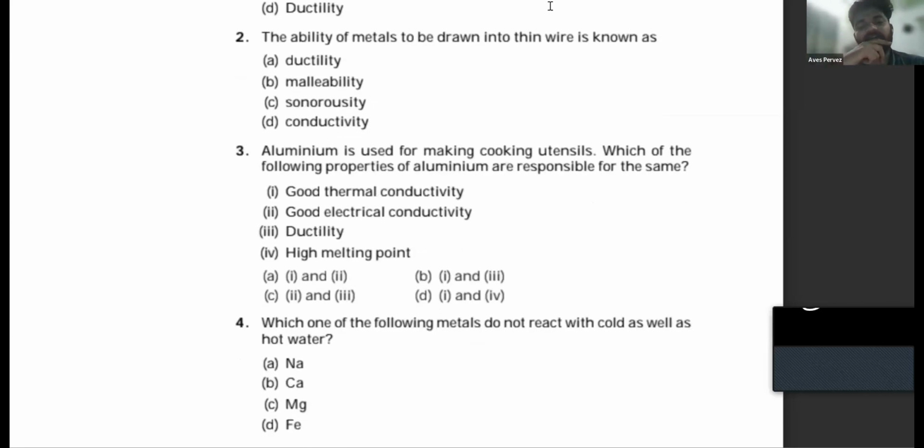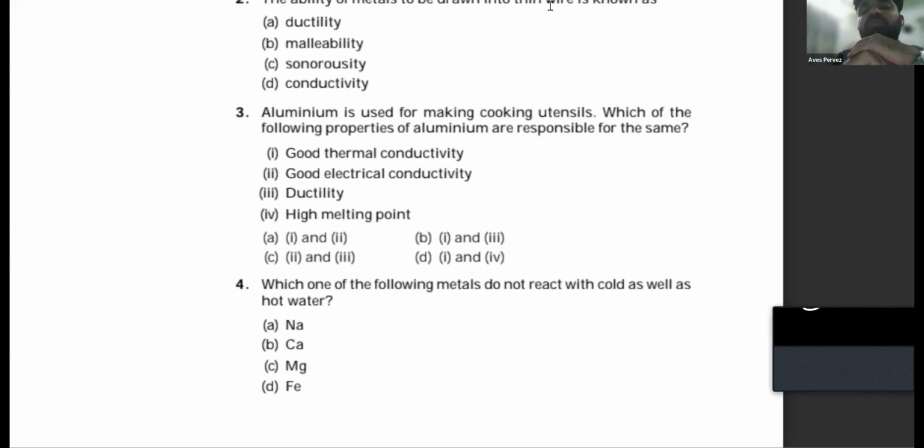Very good. And the third one: aluminium is used for making cooking utensils. Which of the following properties of aluminium are responsible for the same? 1 and 4: good thermal conductivity and high melting point. And ductility, tungsten is also ductile in nature.